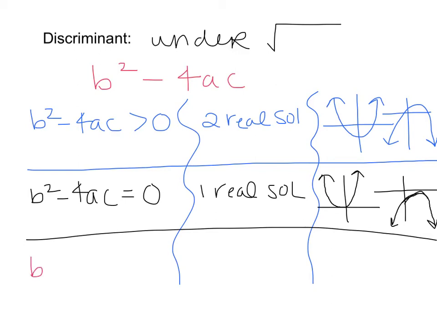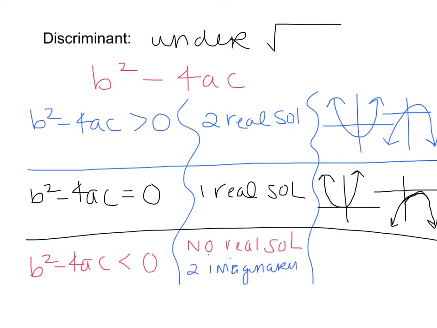And lastly, your discriminant b squared minus 4ac. If it's less than 0, that means there is no real solutions. And it actually means that there are two imaginary solutions. And we will talk more about that later, but right now all you need to know is that they're not real. They're two unreal solutions. And if you were to look at that on a graph, your parabola would be above your x-axis, somewhere where it was never going to touch, or below your x-axis, somewhere it was never going to touch.